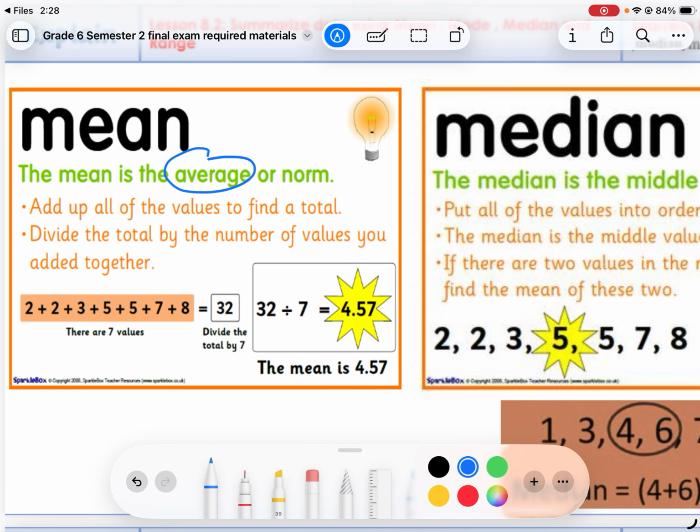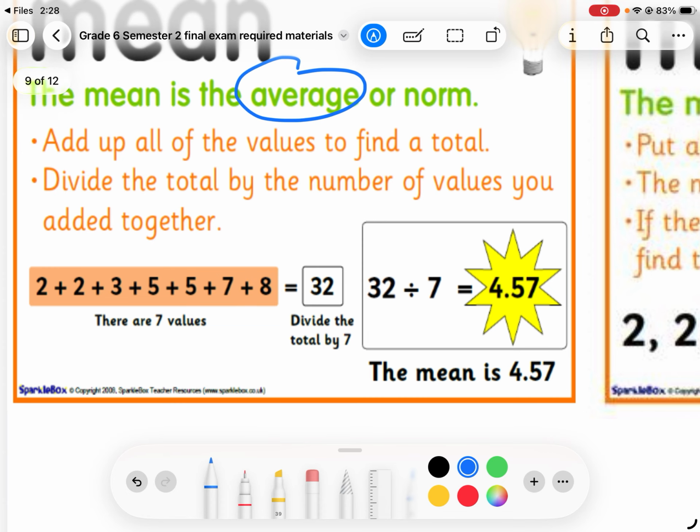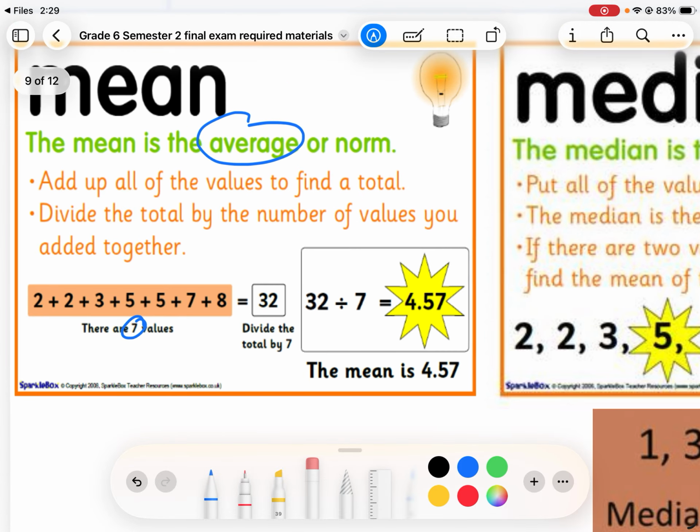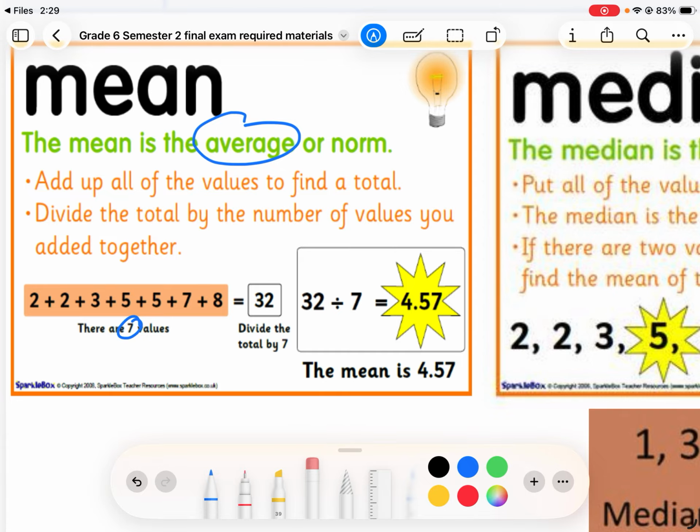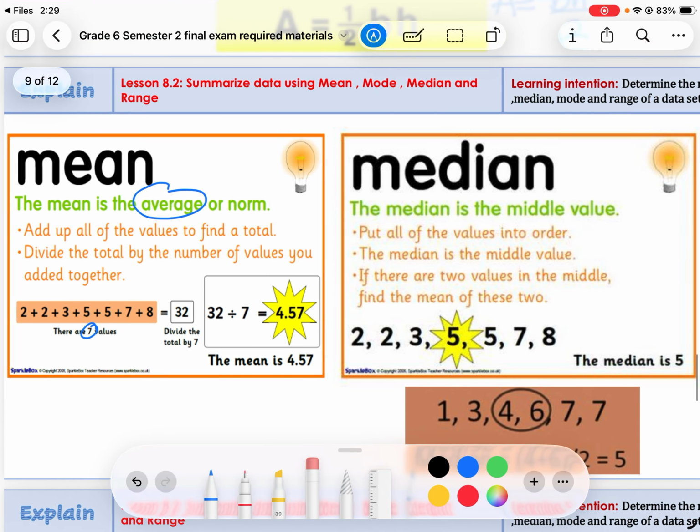Now, how do you find the mean? All you have to do is add up all the values. For example, these are my values, that's my data set. So I'm going to add all of them. Then I will divide by the number of the values. Here I have 7 values: 1, 2, 3, 4, 5, 6, 7. So the total, 32, divided by 7 will be my final answer, 4.57. That's it. This is how you find the mean: add up all the numbers and then divide by the number of the values. This is the meaning of the mean.